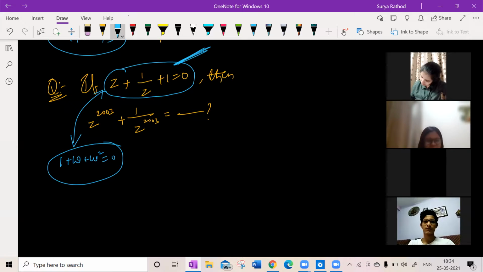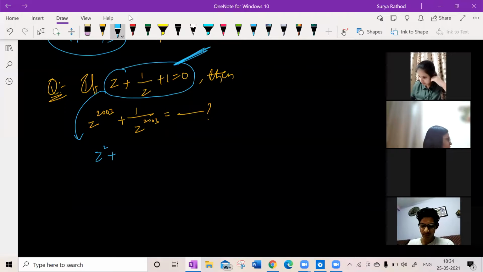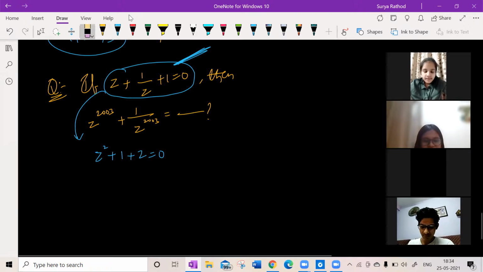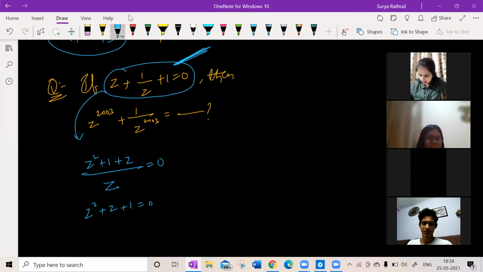Don't do it like that. Look at this here. See, the given equation can be written as z square plus 1 plus z is equal to 0. Can I take LCM here? Can I write the given equation with LCM as z, right? So z square plus 1 plus z is equal to 0. So z square plus z plus 1 is equal to 0. I'm writing this from the multiplication.